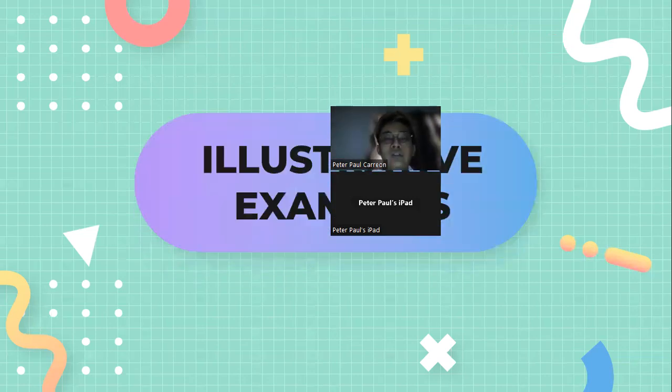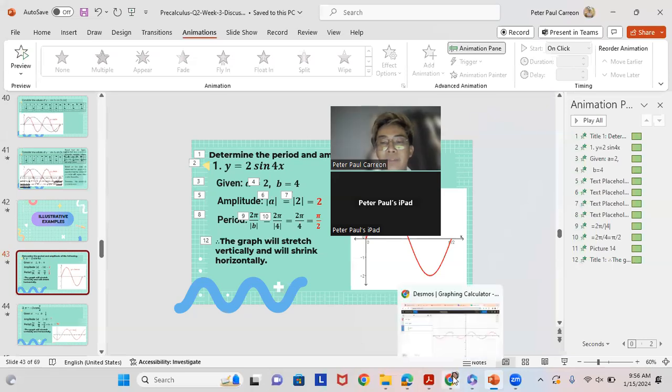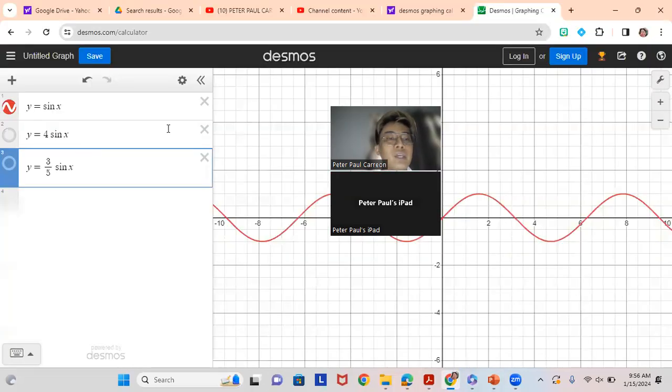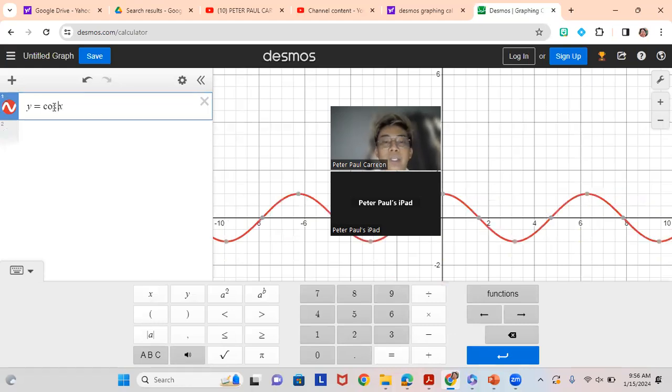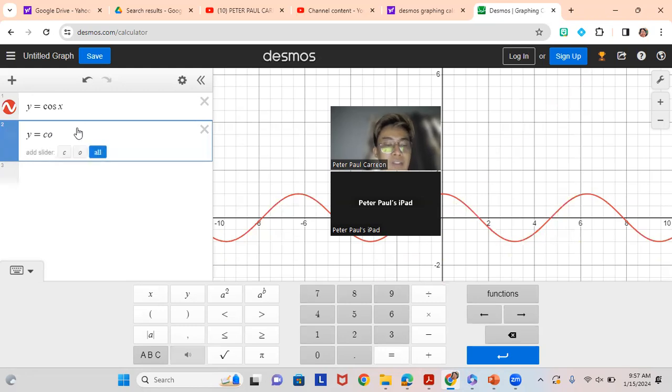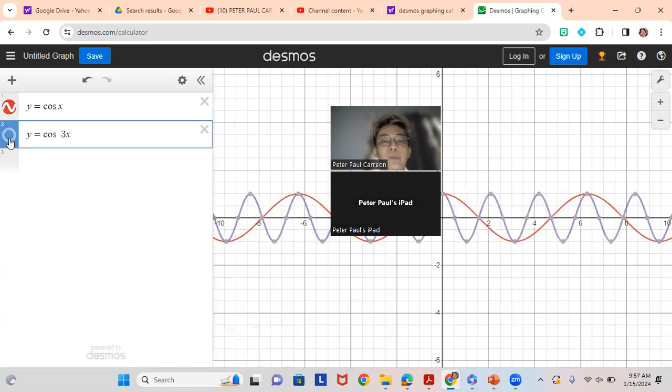Ayan. So let's have example na muna using the Desmos app. Punta tayo ulit ng Desmos. Tignan natin yung effect ng B kay cosine naman. Kasi either sine or cosine ang gamitin, ganun pa din naman yung magiging value. So makita nyo, ayan ang ating cosine function. Makita nyo sa may graph. So lalagyan natin siya ng coefficient. Halimbawa 3x. Yan. So from the original graph, nag-shrink horizontally yung ating graph.